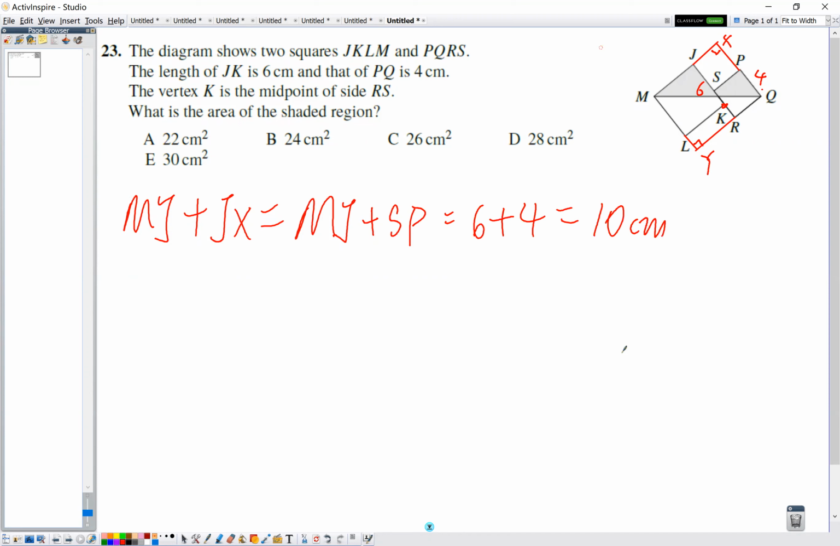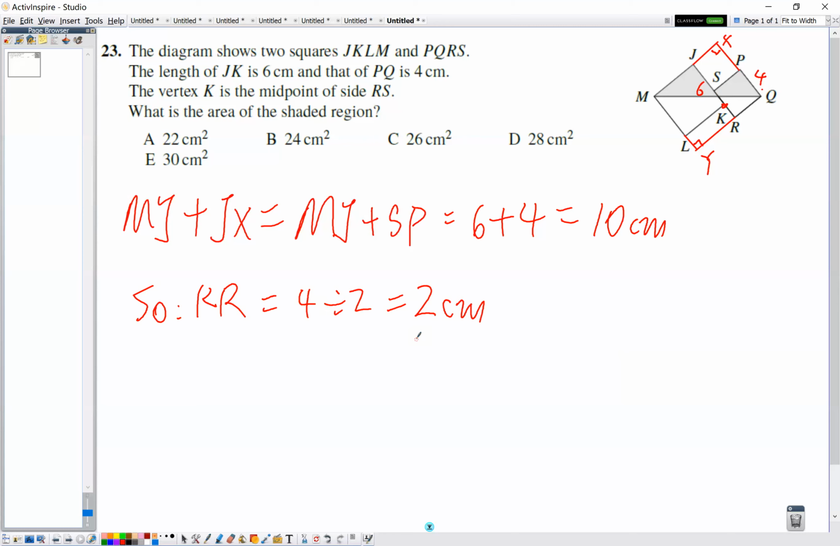Now look at the second part. The second part we look at the vertex. Look at the vertex K. The question says K is actually the midpoint of RS. So we can find KR. It should be 4 divided by 2. How much does it become? 2 centimeters. This will become 2 centimeters here.